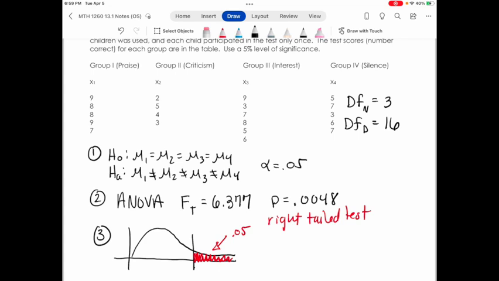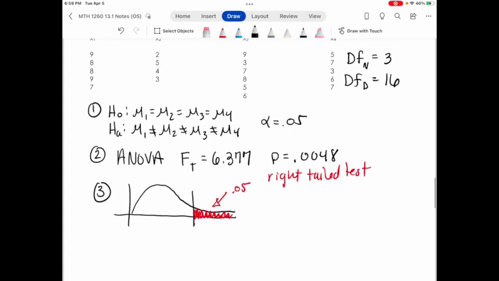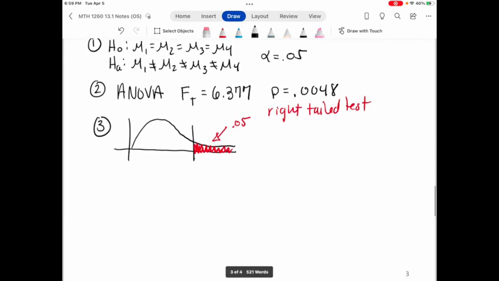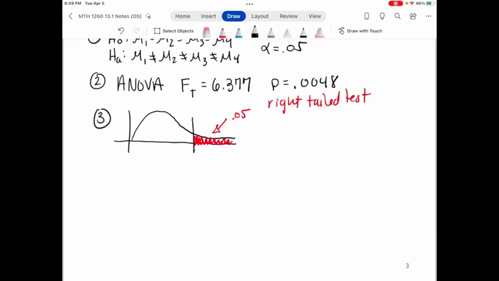So pause the video for a minute and use the table to look up the page that has an alpha level of 0.05 and with these degrees of freedom here, and see if you can find the correct F critical. When you look it up on the table, you should get an F critical of 3.24.